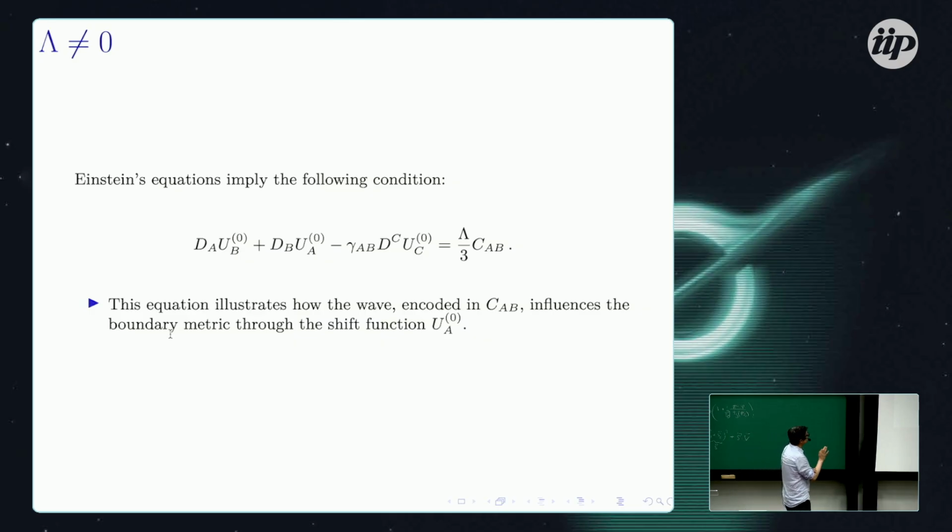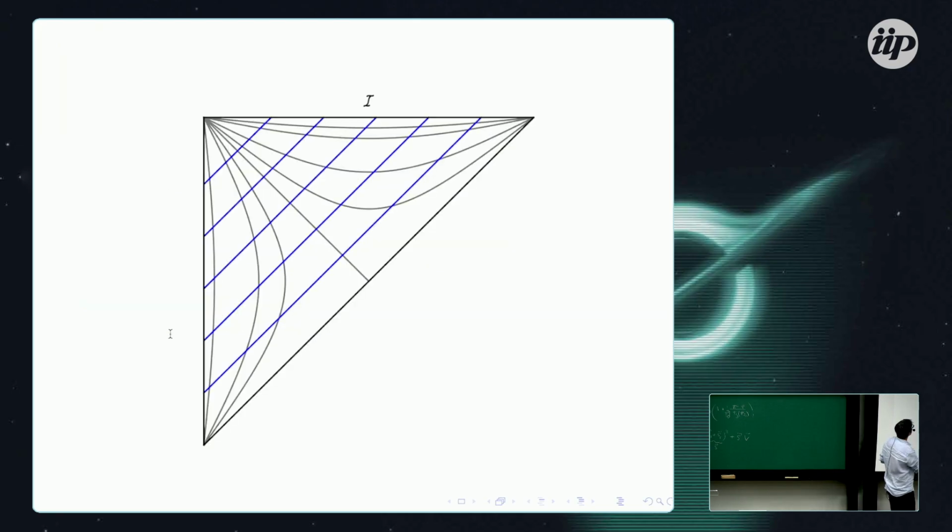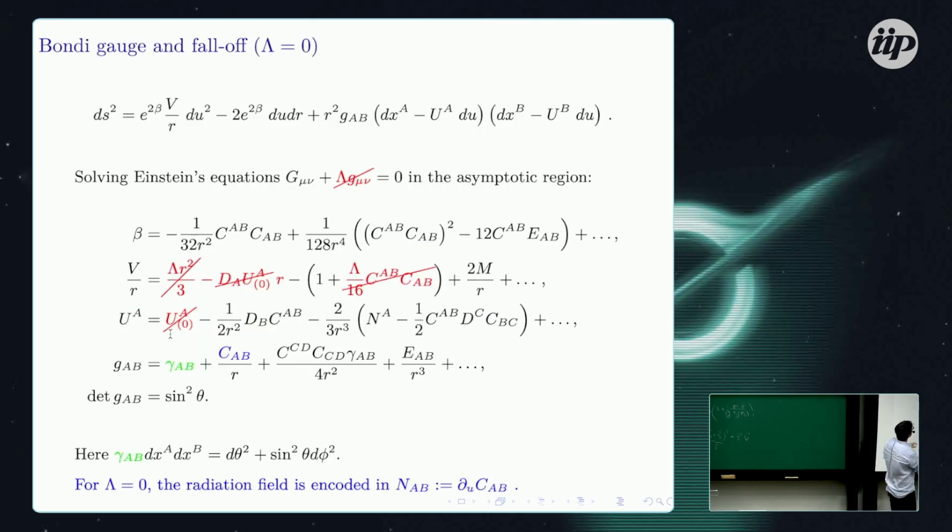Another important condition that comes from solving Einstein's equations is that there is a relation between this U^A_0, which is the shift, this leading order, which is not present in the case of lambda equals 0.